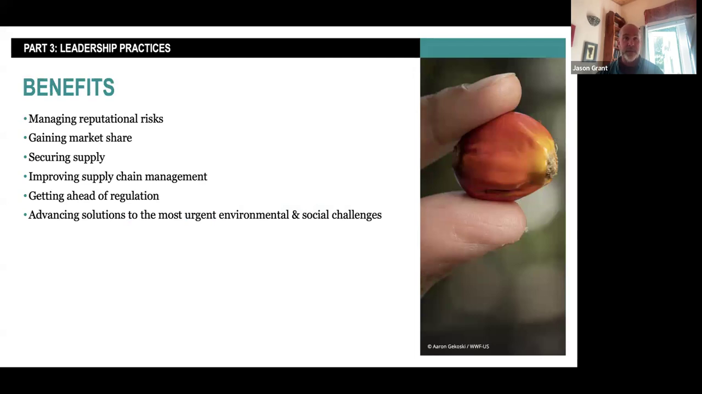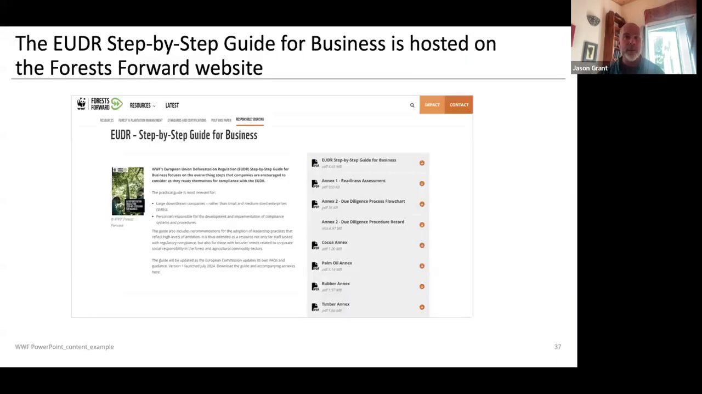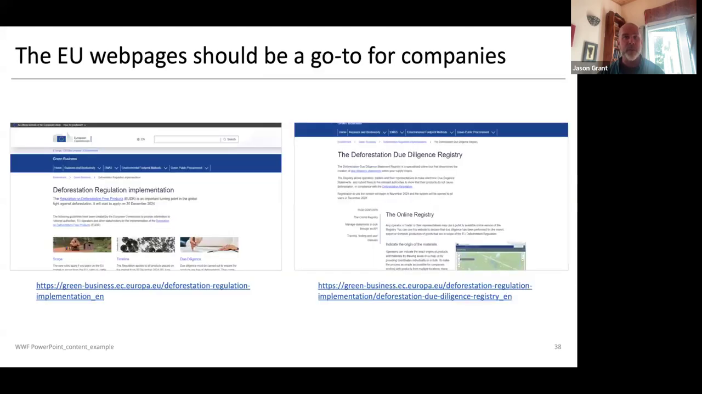Benefits to engaging in these leadership practices. This is stuff that we pitch to the big companies who we talk to. I think these are all fair points, and these are drivers for all of them. And of course, there's the minimum compliance, but these are benefits for taking these steps that go above and beyond. And yeah, it's on the website.